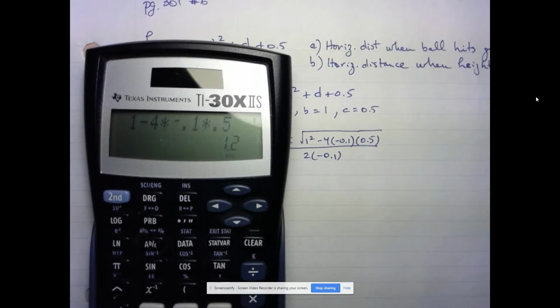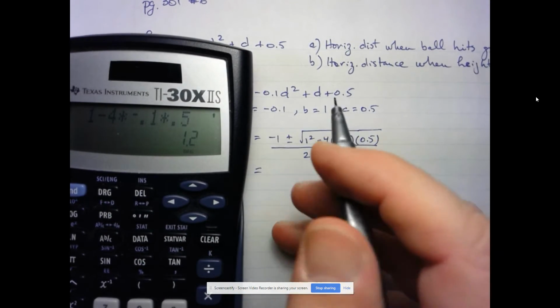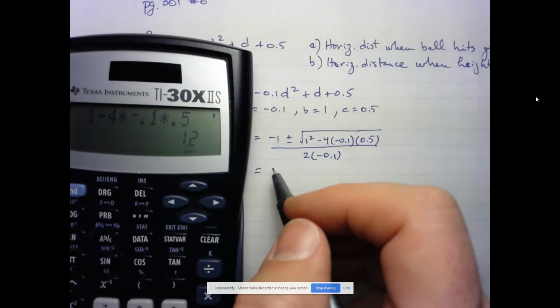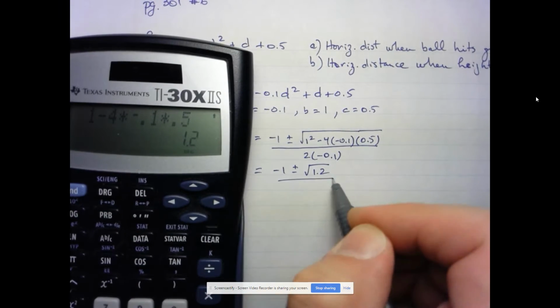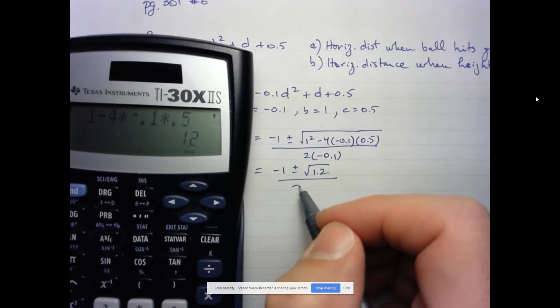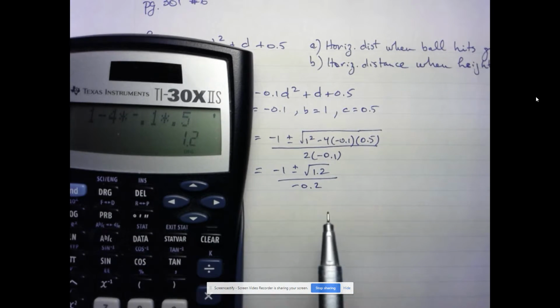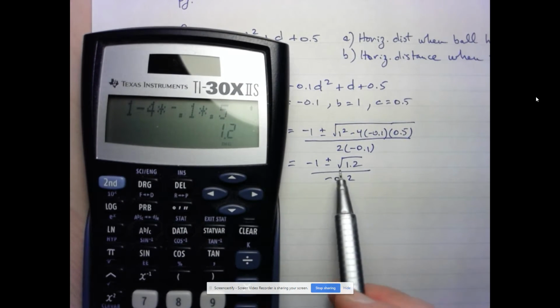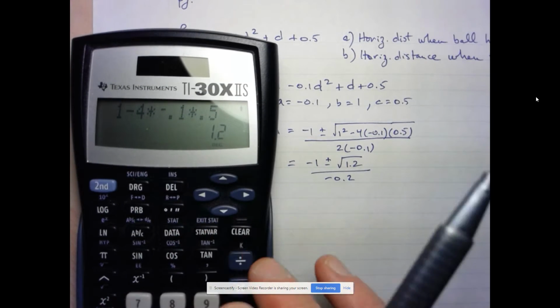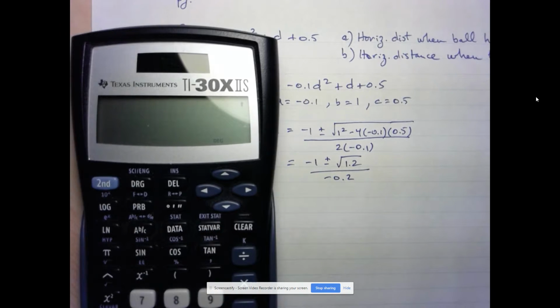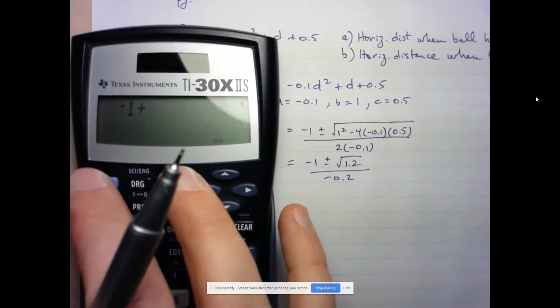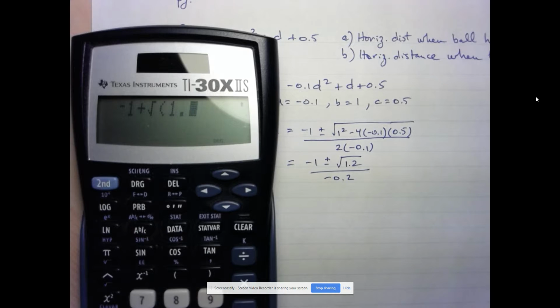Make sure you're getting the signs in correctly. So we got negative 1 plus or minus the square root of 1.2 all over, and 2 times negative 0.1 is negative 0.2. Okay, and I would say from this expression here that you should now stick that in the calculator to approximate. Okay, so we have negative 1 plus the square root of 1.2.